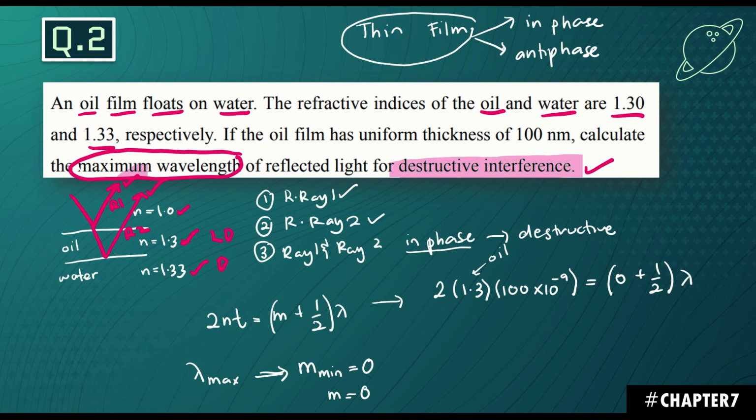Then as usual, you do your calculation using your calculator. Then you will get your lambda is 5.2 times 10 to the minus 7 meter, or this is equal to 520 nanometer.